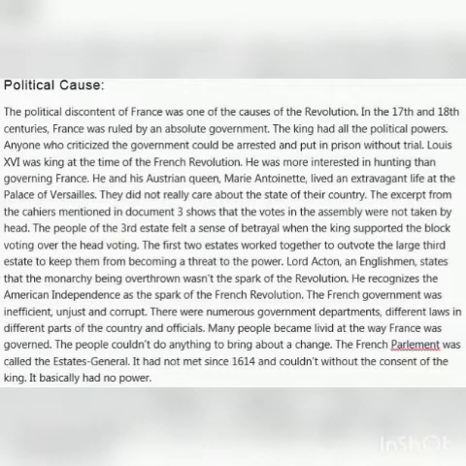The French Parliament was called the Estates General. It had not met since 1614 and could not meet without the consent of the king. It basically had no power.